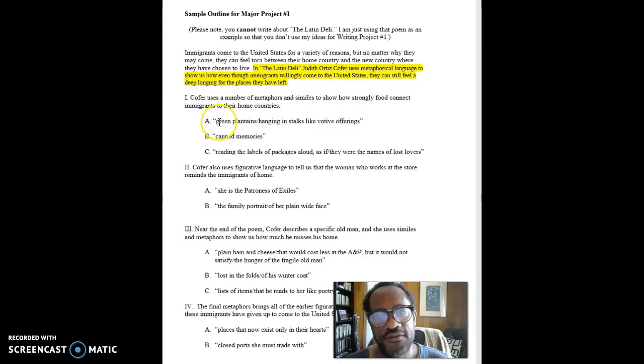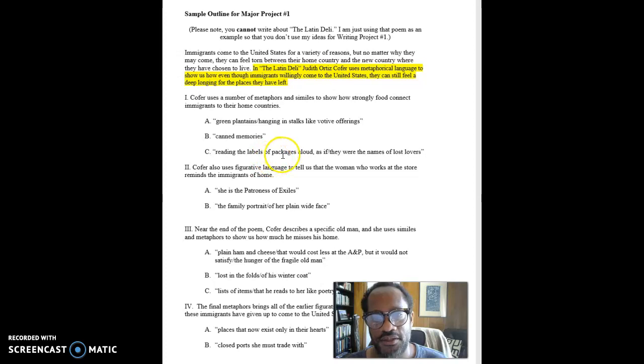Well, how is food used as a metaphor to help us understand how much they long for the place that they have left? So we have green plantains hanging in stalks like votive offerings. That's a simile. We talked about that in the previous video, in the video about the Latin deli. She talks about canned memories, right? We talked about that as being a metaphor. It relates back to food.